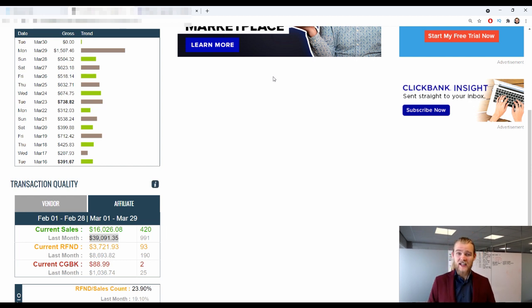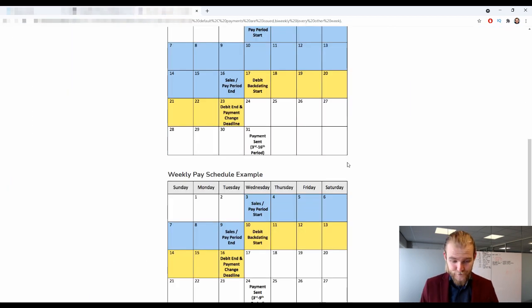ClickBank has actually two different ways of paying. One is a weekly form and one is a bi-weekly form. So it is possible that you receive payments from ClickBank every other week, but it's also possible that you receive it every week. So let's take a look.